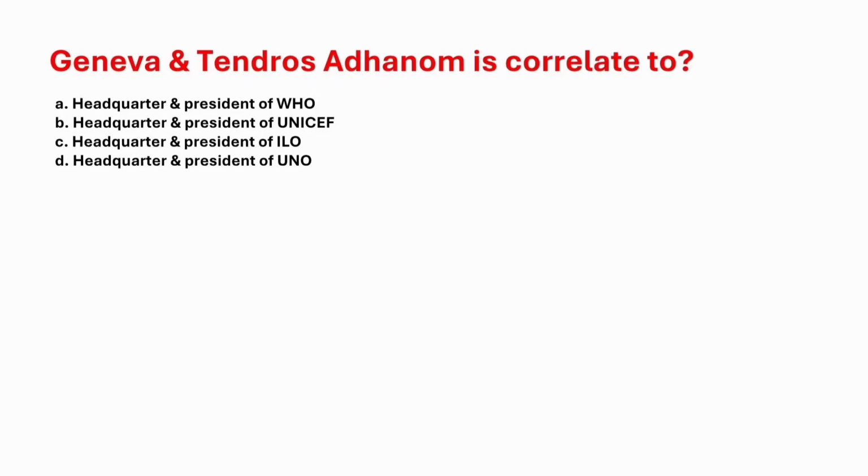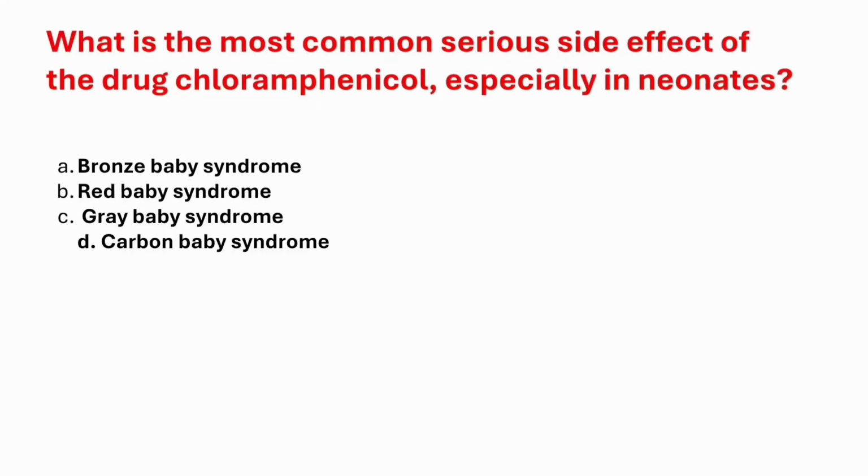Geneva and Tedros Adhanom is correlated to A. Headquarters and President of WHO, B. Headquarters and President of UNICEF, C. Headquarters and President of ILO, D. Headquarters and President of UNO. The correct answer is A. Headquarters and President of WHO.